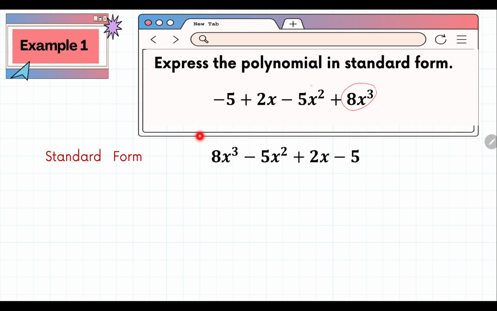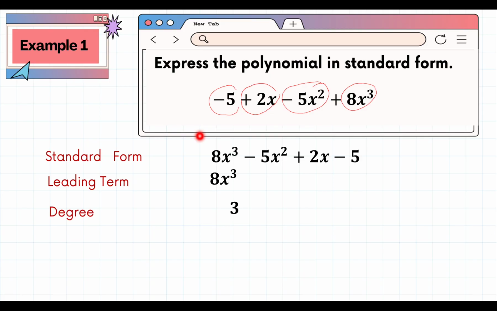Then you have here the second degree term, negative 5x raised to 2. Then you have here positive 2x, and you have here the constant term negative 5. All right? So that is now the standard form of the polynomial. Next, what is the leading term? Again, the leading term, when we have already arranged that to the standard form, is the first term that we see. So we have 8x cubed. From the leading term, we can identify the degree. And what is the degree? It's the exponent of x, which is 3.